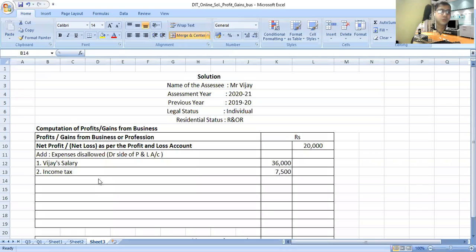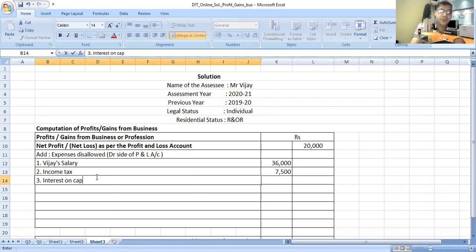So interest on capital, we have to put. The third item we should write here, interest on capital, and the value we have to write, that is rupees 3000. It is a totally disallowed portion from our debit side.